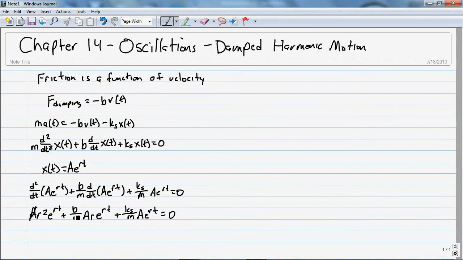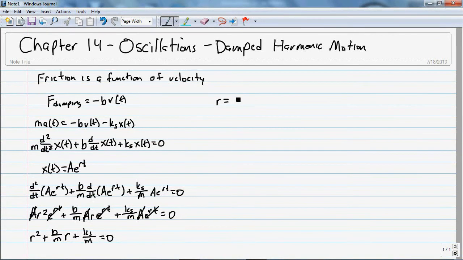The a's will cancel, the e to the rt's will cancel, and I'm left with the formula r squared plus b over m times r plus k of the spring over m equals 0. And this is just a quadratic equation that we can solve with the quadratic formula.